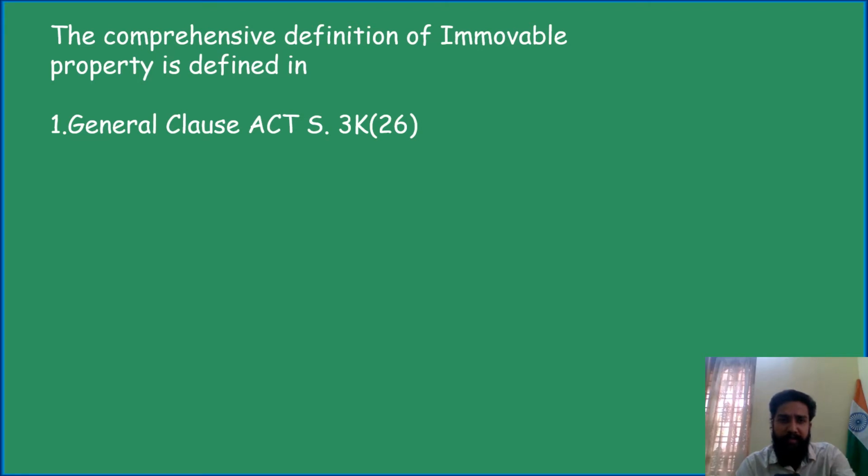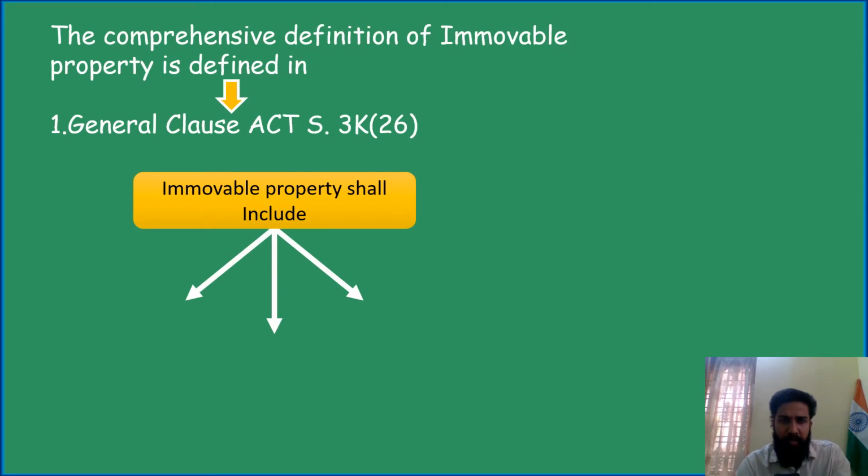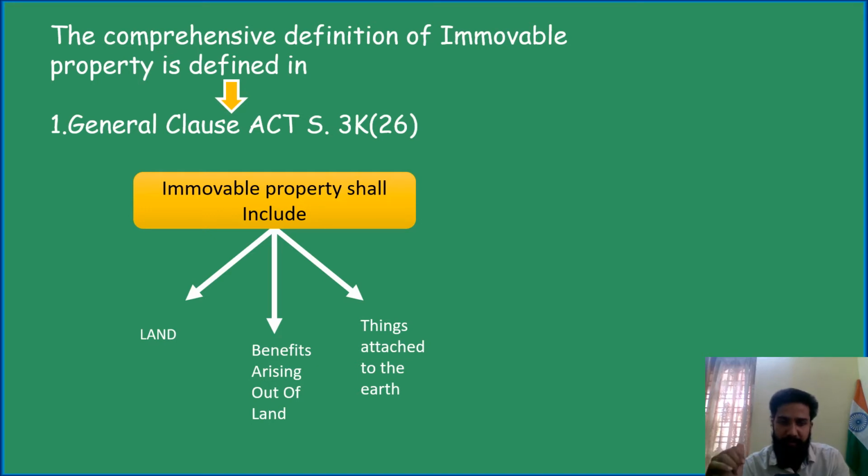Now, if you look at the General Clauses Act, Section 3(26), we can see a comprehensive definition of immovable property. So what is an immovable property? Immovable property shall include land, benefits arising out of land, and things attached to the earth. This is a very important concept that we have to understand for solving some problems. The first one is land. Any land is an immovable property. That we already know.